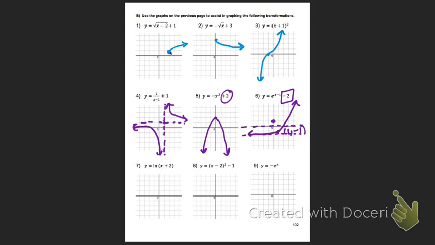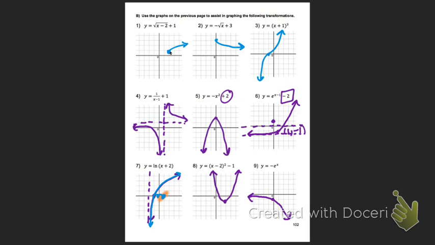Okay, try the last 3. Okay, so number 7, natural log of x plus 2, so it goes left 2. Where's the original starting point? 1, 0, right here. 1, 0, and then it goes left 2. The original asymptote is on the y-axis, and then that shifts left 2 as well. Why does yours go up so fast and so much? It doesn't really matter, as long as it's tracing the asymptote and then just goes to the right. So this is the starting point, goes left 2.